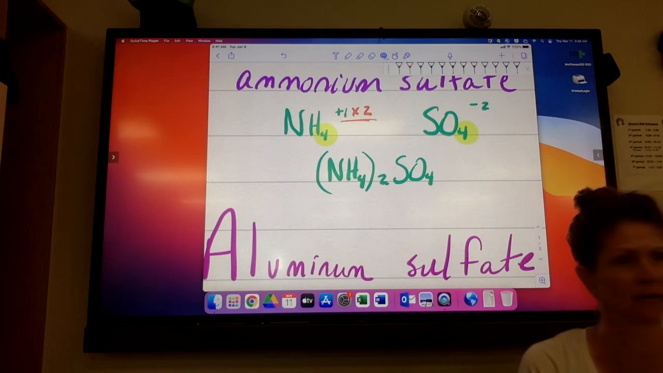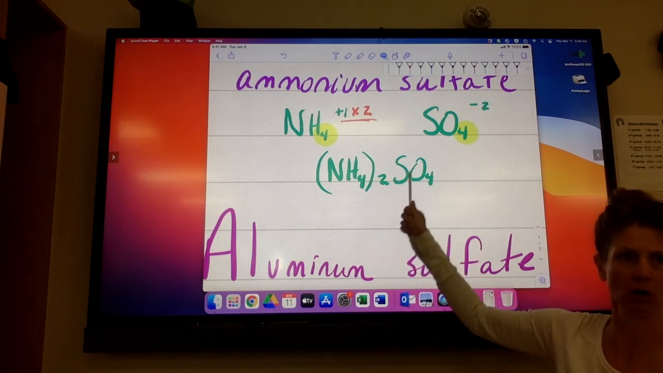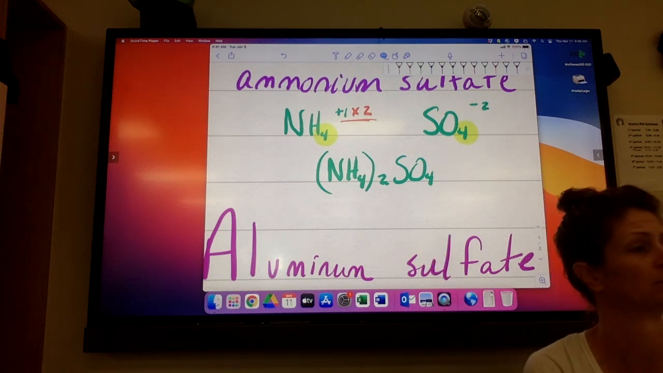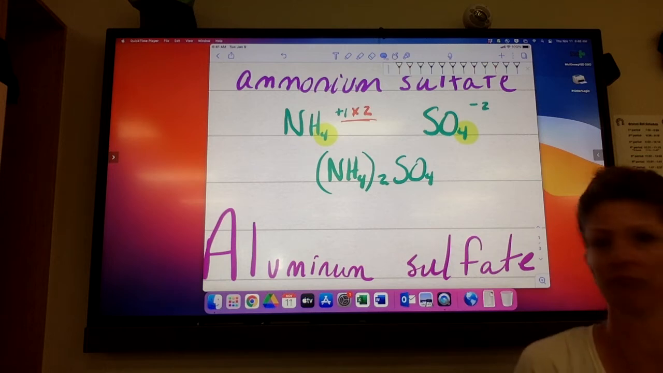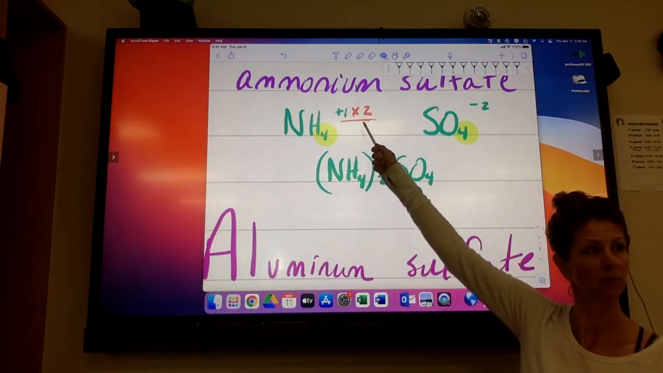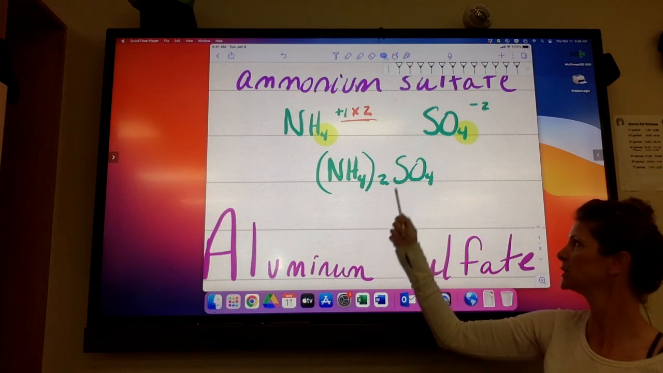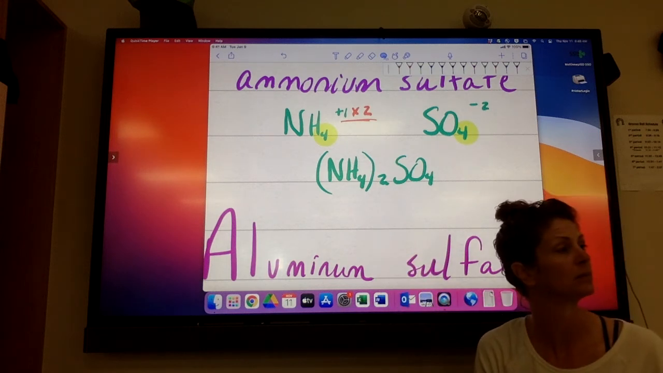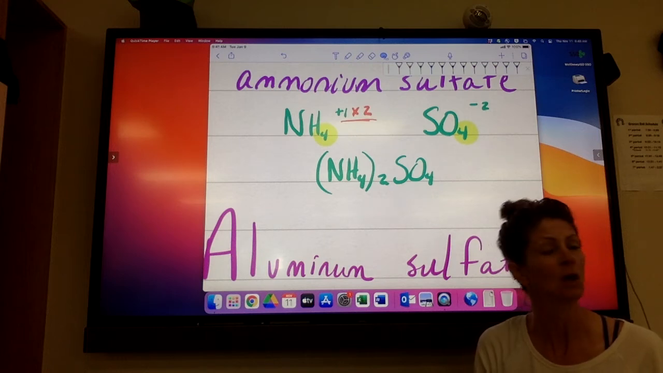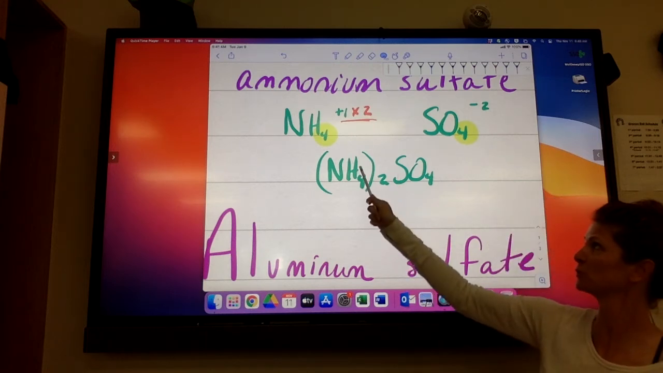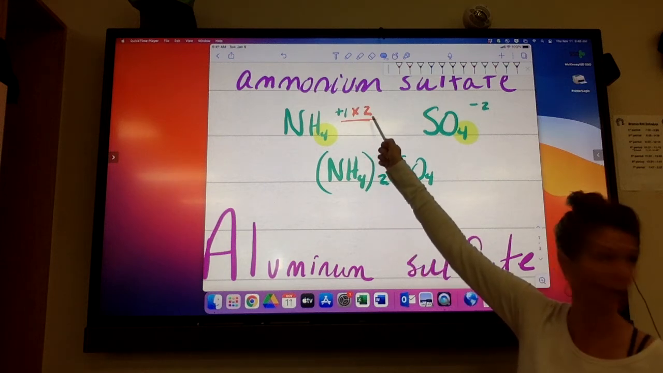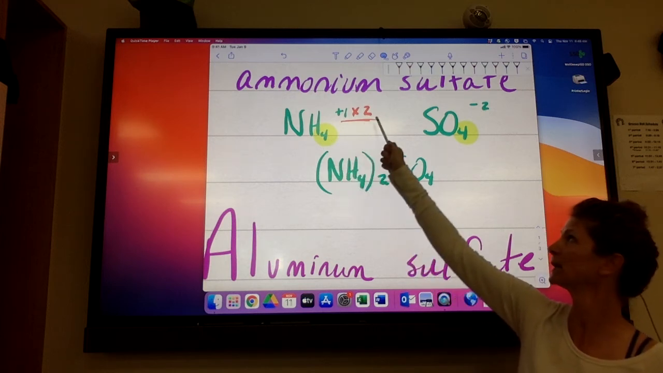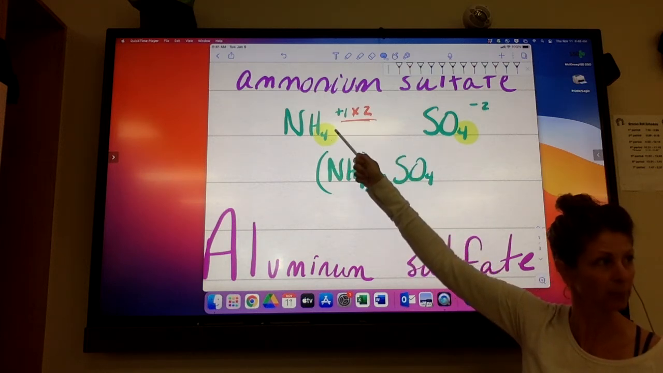Now, how would you say this out loud? NH4 twice SO4. You wouldn't have to read out the parentheses. Where did that 2 come from right here? So my pink 2 is my new subscript. When you use parentheses is when you have to double up or triple up a polyatomic. So if your polyatomic is going to be multiplied by something, you're going to need to put it in parentheses to do that.